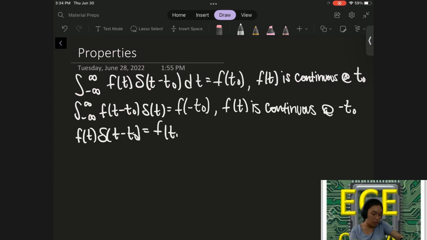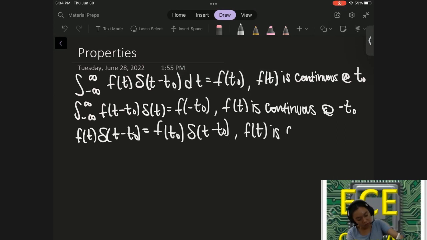Next property is f of t times delta of t minus t naught equals f of t naught times delta of t minus t naught, given that f of t is continuous at t naught.